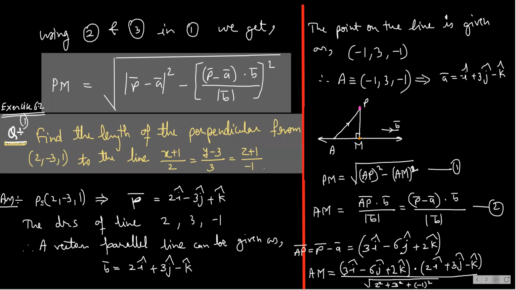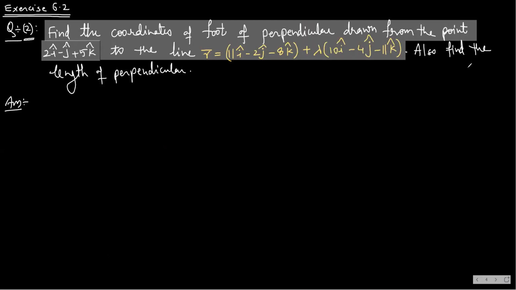After that, they are asking, also find the length of the perpendicular. See, students, once you get the foot of the perpendicular, you can apply the distance formula and get the length of the perpendicular. So this is the second method which I was talking about. Okay, this is the second method.